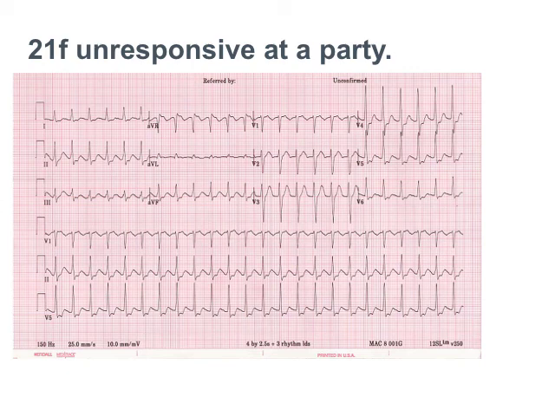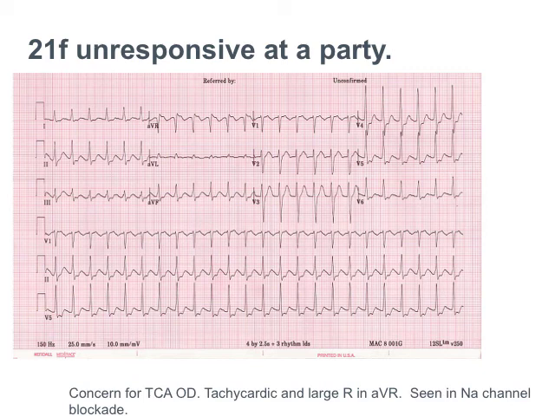All right, switching gears a bit, a 21-year-old female found unresponsive at a party. So why don't you take a moment and have a peek at this cardiogram. This is the classic tricyclic acid overdose cardiogram, or at least a sodium channel blockade cardiogram. So they're tachycardic, and we see this large R wave in aVR, and we have to be a little worried that that's going to be sodium channel blockade. We're going to treat this aggressively as a TCA overdose.